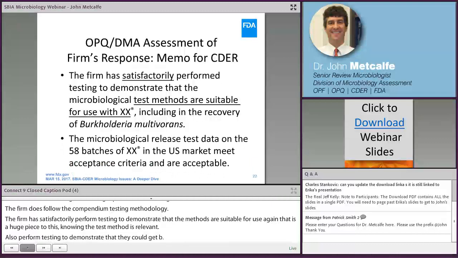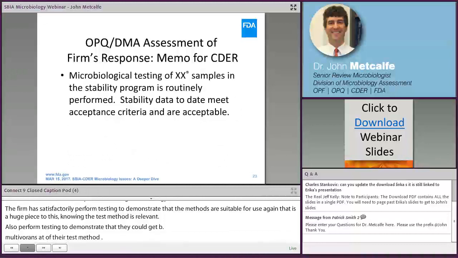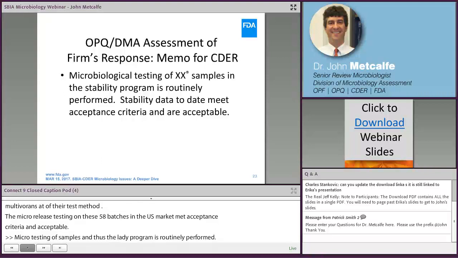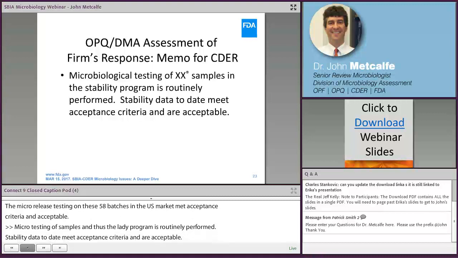The micro-release testing on these 58 batches in the U.S. market met acceptance criteria and was acceptable. Micro-testing of samples in the stability program is routinely performed. The stability data meet acceptance criteria and are acceptable. Okay, these are, again, all bullets coming out of our CDER review memo.